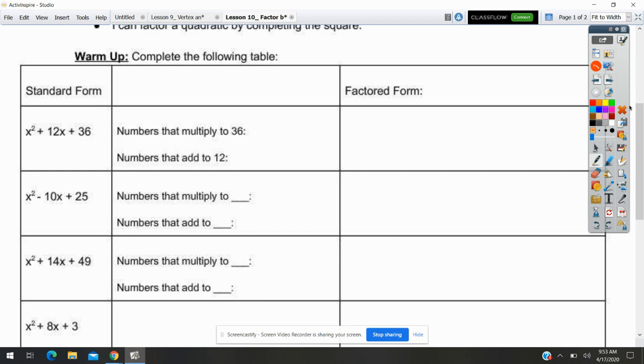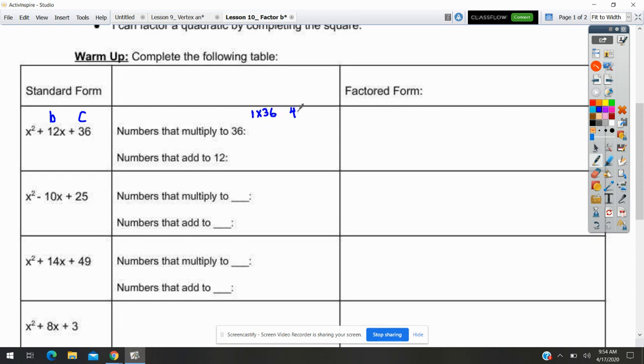So on the left-hand column, I have a few quadratic trinomials, and we're going to factor these using the product and sum. So if you remember, when we're doing product and sum, you want to find factors that first multiply to your C value and also add to your B value. So our C here is 36 and our B is 12. So what factors multiply to 36? So we have 1 times 36.